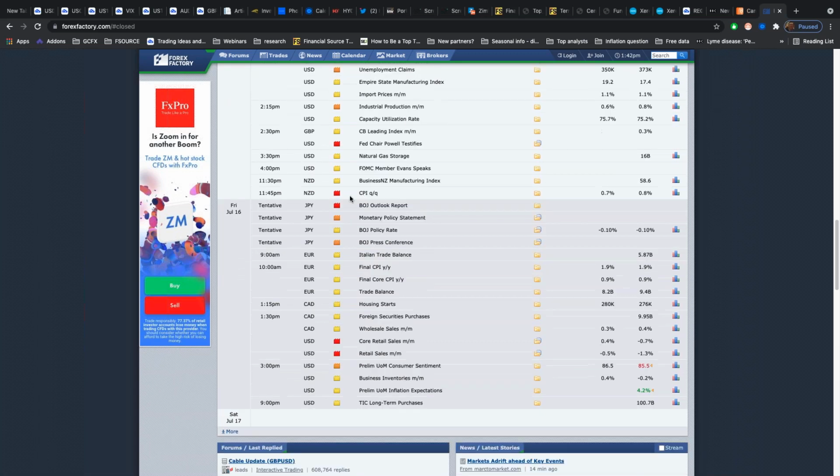Then we've got CPI data for the New Zealand dollar. That will be important. Higher inflation means more likely interest rate hikes. So remember, you have to understand that in light of what's happened with the RBNZ.